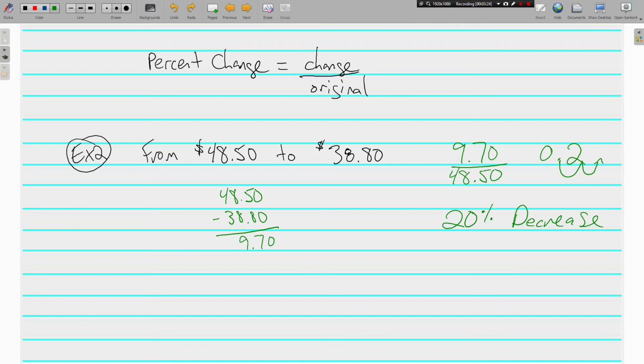Alright? If we're going up, it's an increase. If we go down, it's a decrease. But the percent part is figured the same way. The change divided by the original.